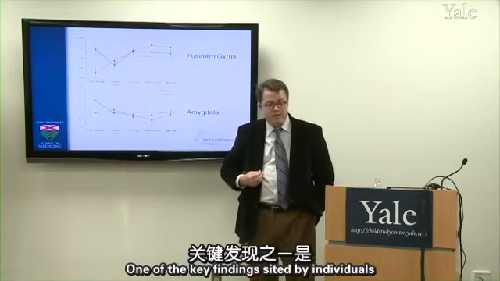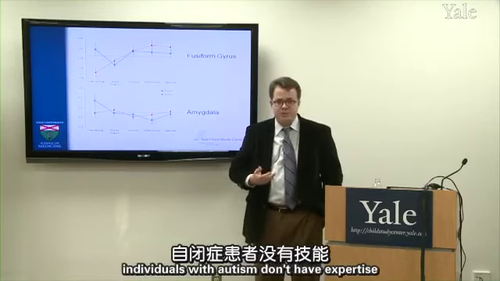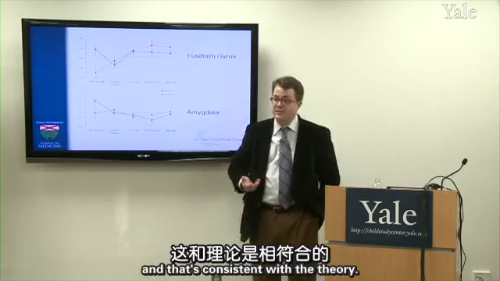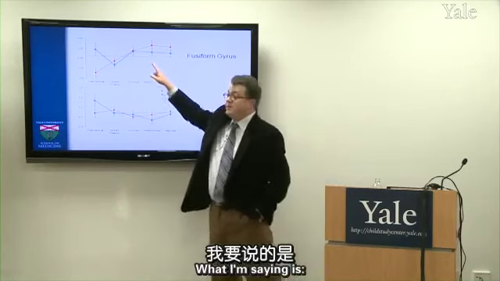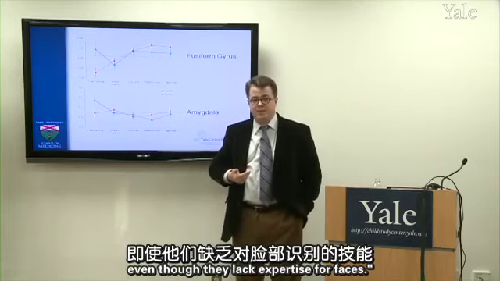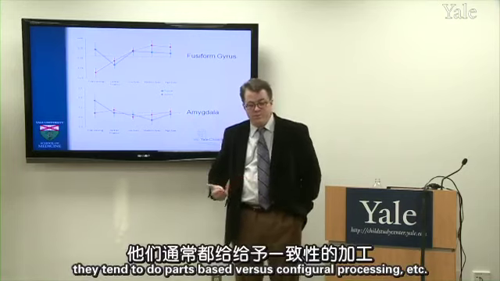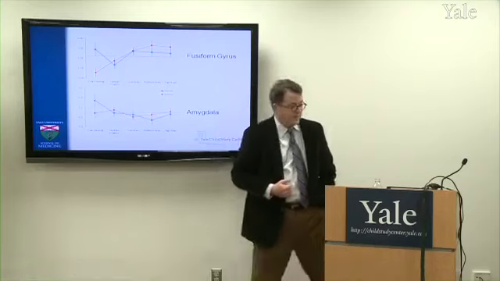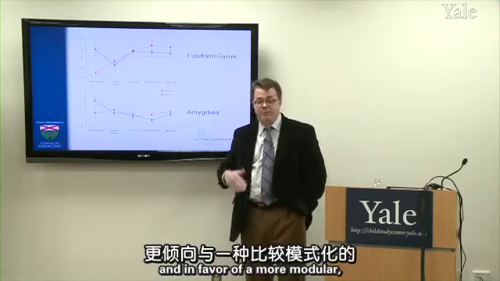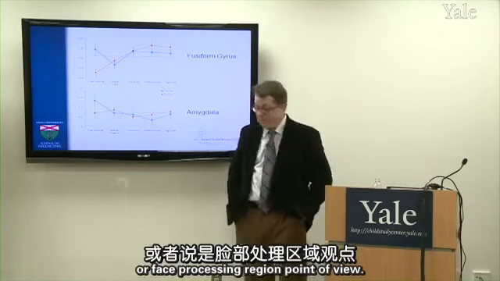And one of the key findings cited by individuals that hold this sort of expertise point of view is that, well, individuals with autism don't have expertise for faces, and they lack a fusiform gyrus, and that's consistent with the theory. And what I'm saying is, well, actually, they have a fusiform gyrus that's responsive to faces, even though they lack expertise for faces, in any definition of the term. And they tend to do whole, part space versus configural processing, etc. So this data is actually evidence against an expertise point of view and in favor of a more modular or a face processing region as a face processing region point of view.